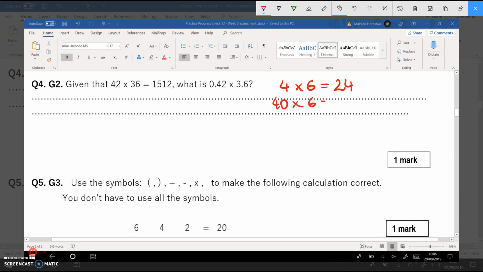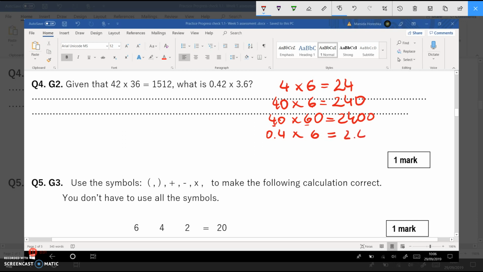40 times 6 will be equal to 240 because you go 4 times 6, 24, and add the 0. 40 times 60 will be 2,400 because you just multiply 4 and 6 and you add the other 2 zeros when you multiply. Now, what happens when you get 0.4 times 6?